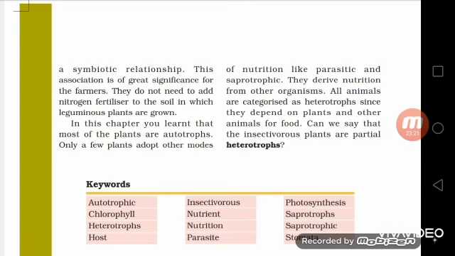Can we say that insectivorous plants are partial heterotrophs? Yes, insectivorous plants are partial heterotrophs only because they are just taking nitrogen from the insect and the rest of the food is prepared by them using chlorophyll.